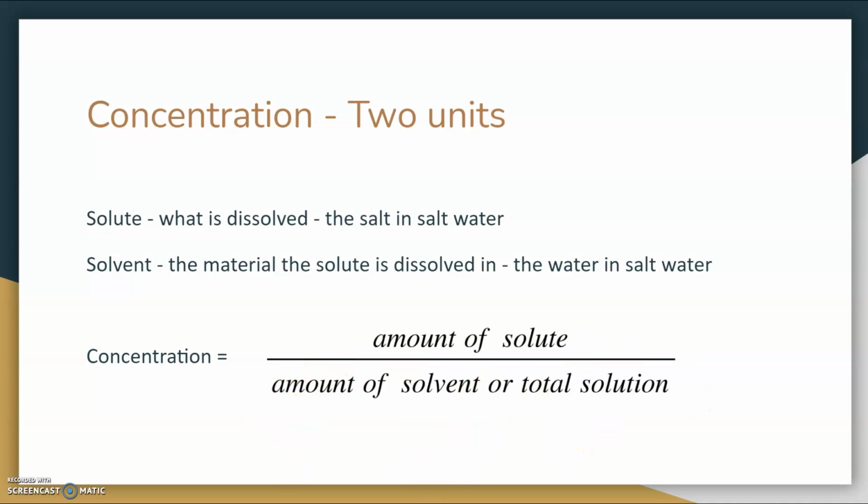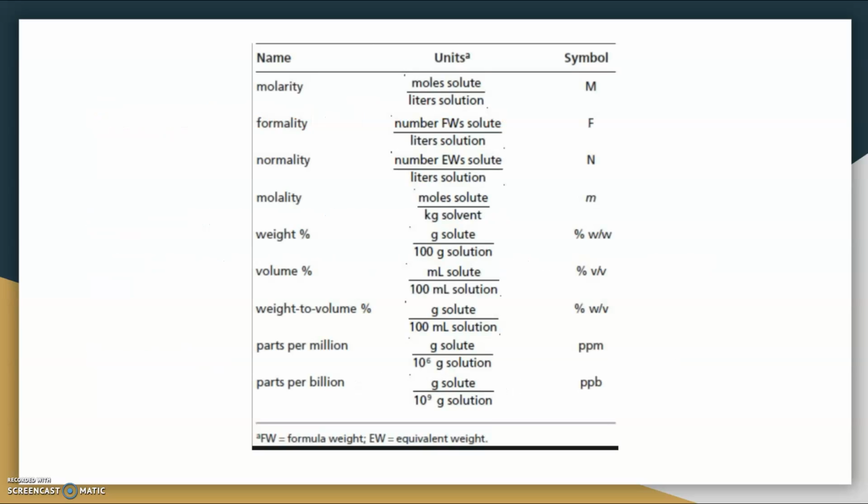the total solution. There's many different units for concentration, and we're going to concentrate on molarity, and molarity is moles of solute per liters of solution. There's a lot of other ones: formality, normality, molality, weight percent, volume percent, weight to volume percent, parts per million, parts per billion. Lots and lots of different concentration units that all relate something about the solute to something about the solution or the solvent.